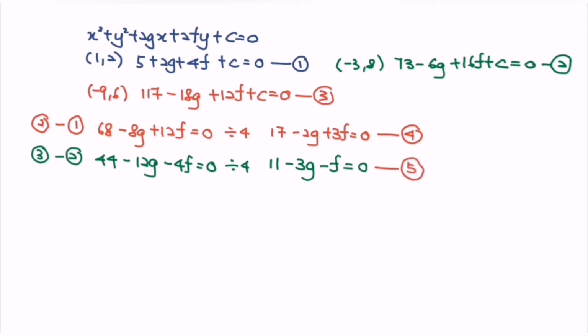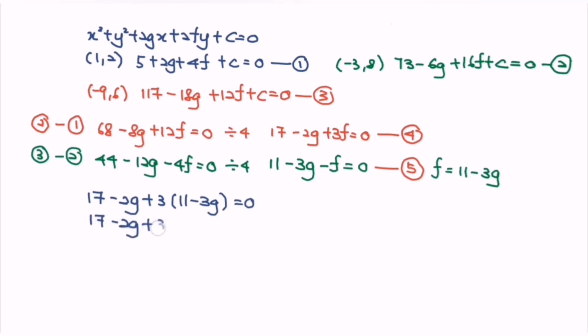So now we have two new equations and we have two variables in each equation. So my suggestion is to eliminate either one, either the g or the f. So in here, my suggestion would be rearrange the fifth equation, where we have f is equals to 11 minus 3g. So kindly substitute f equals to 11 minus 3g into the fourth equation. So if we substitute, we will have 17 minus 2g plus 3f, where f will be 11 minus 3g equals to 0. Next is to expand and then simplify. So we will have 33 minus 9g equals to 0.